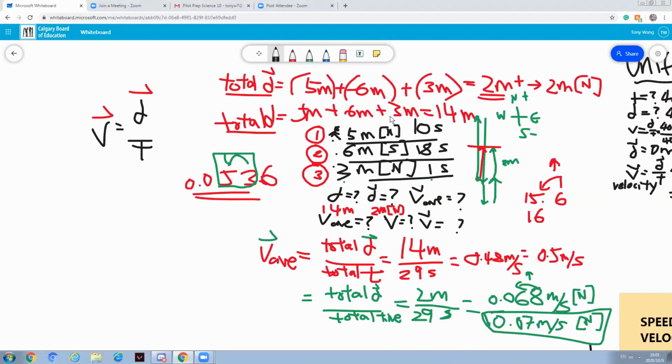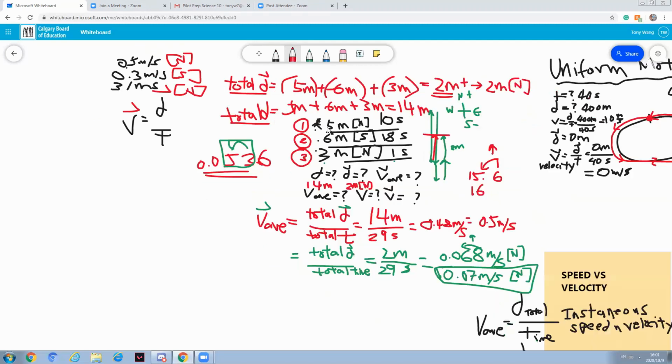All right, so we run down this really quickly. For section 1, 5 over 10, that's 1/2, so 0.5 meters per second is the speed, and the direction is north. This one sits over 18, so that's 0.33. If we round it, it'll be 0.3 meters per second, but this is going south. And then finally, this is 3 over 1, so that means it's 3 meters per second, and it is positive, so we are going north.